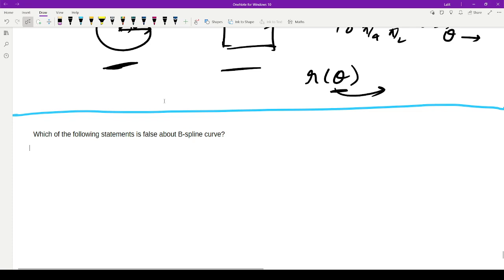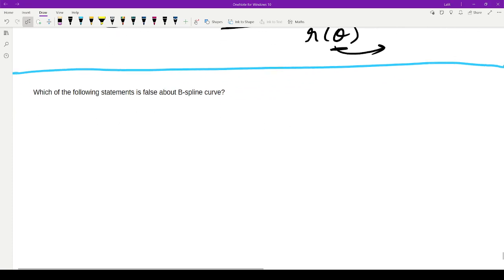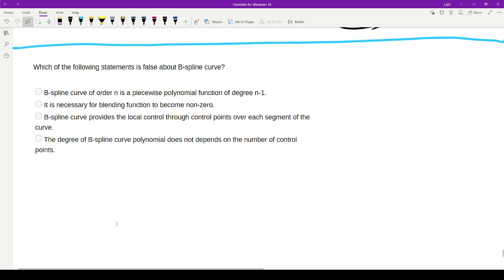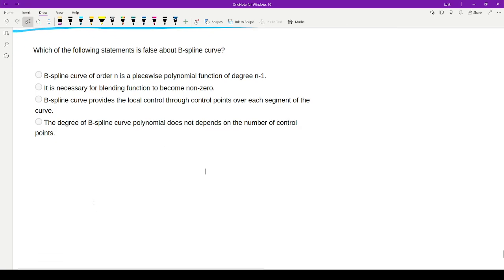Yeah. So which of the following statements is false about B-spline curve? Okay. So what are B-splines? We just discussed briefly. What is B-spline? The first option is defining B-spline. Well, you have to choose the false ones, but anyways. It's a curve of order n, which is a piecewise polynomial function of degree n minus 1. Is this right or wrong? Yeah, it's true.